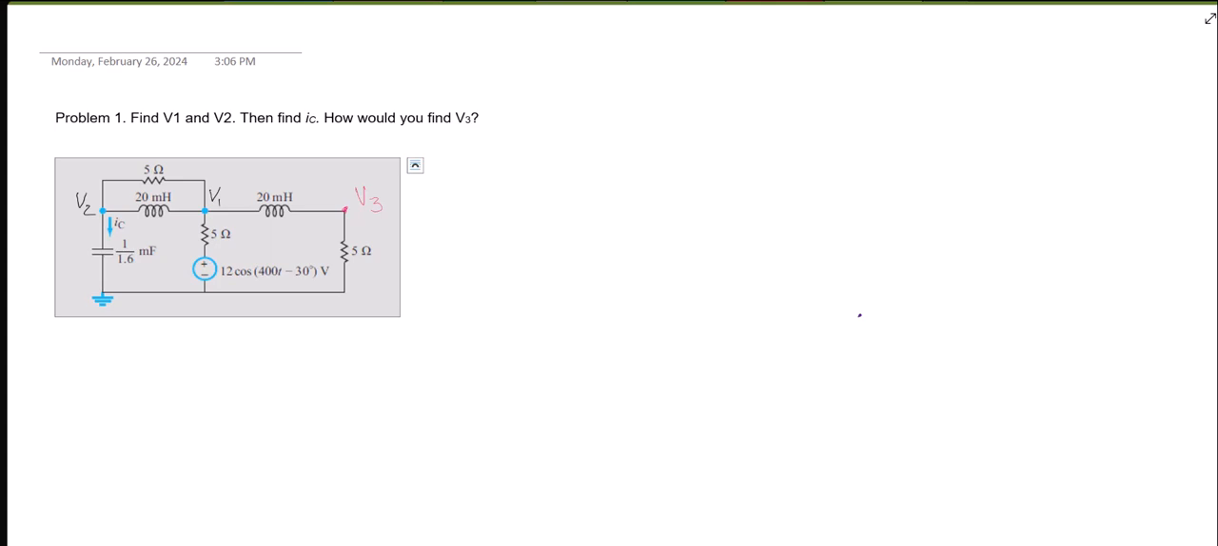To do that, we remember that the impedance for an inductor is J omega L, the impedance for a capacitor is minus J over omega C, and the impedance for a resistor is just R. And you get omega from the function of our source voltage here, the coefficient of the time variable is going to be omega. So omega here is 400.